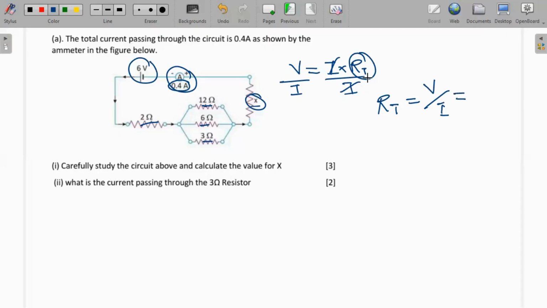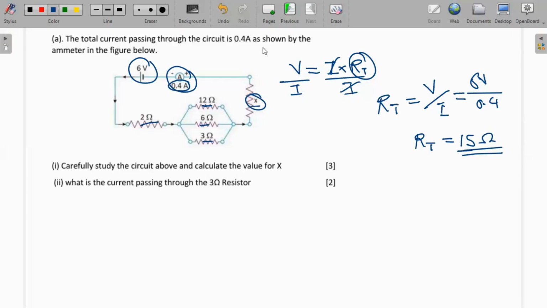So what is the voltage? The voltage is 6 volts. The current is 0.4. 6 divided by 0.4 is 15. 15 ohms. That means the total resistance in this whole circuit is 15 ohms. Now that we've gotten the total resistance in the whole circuit, what are we going to do?